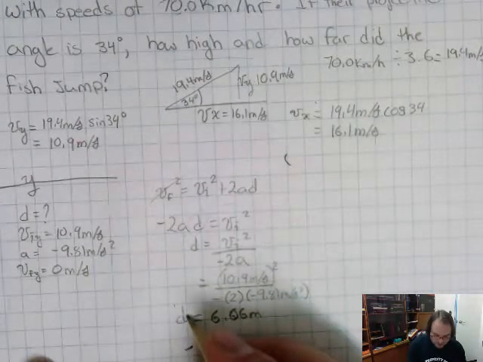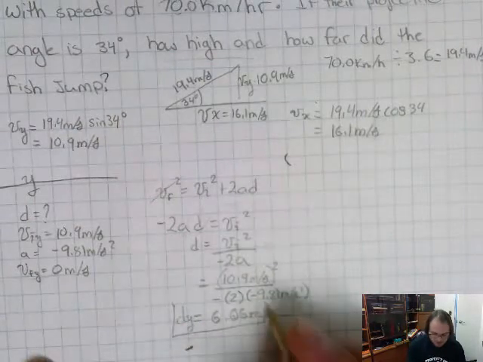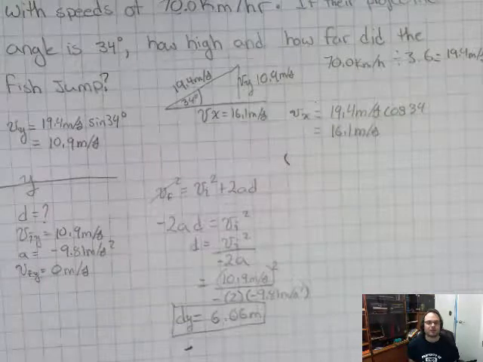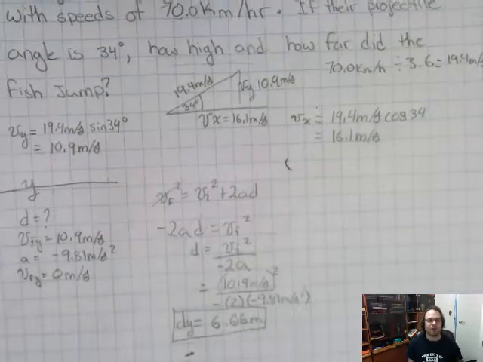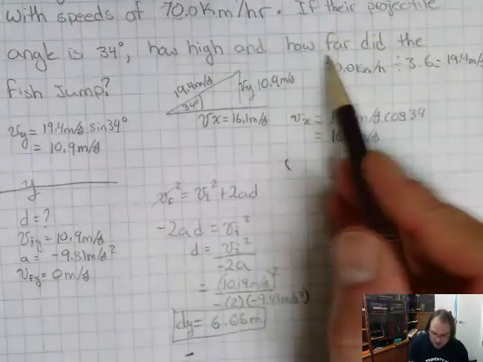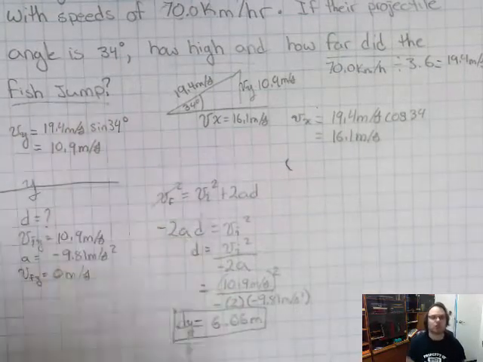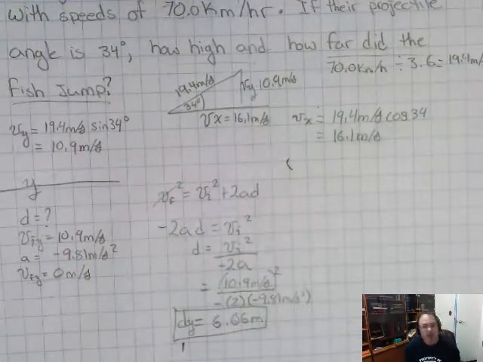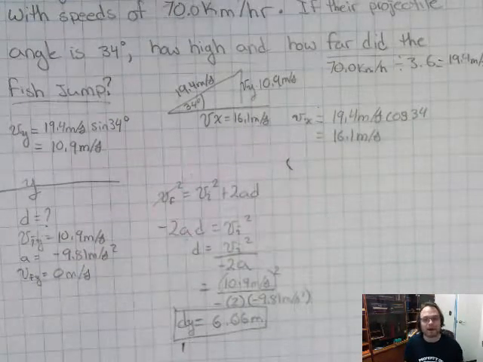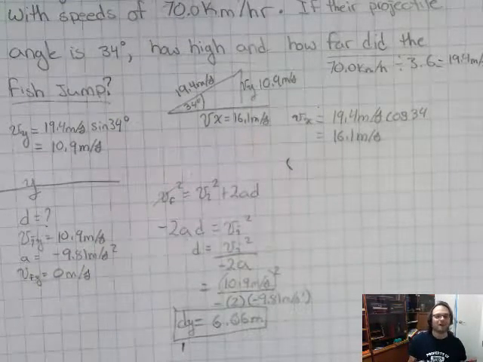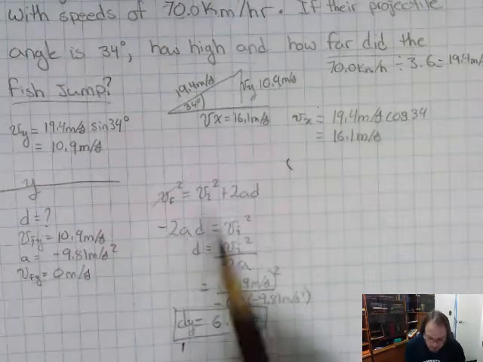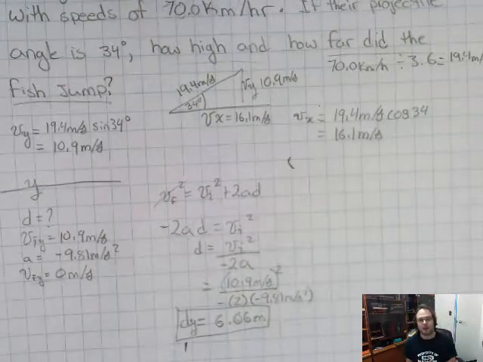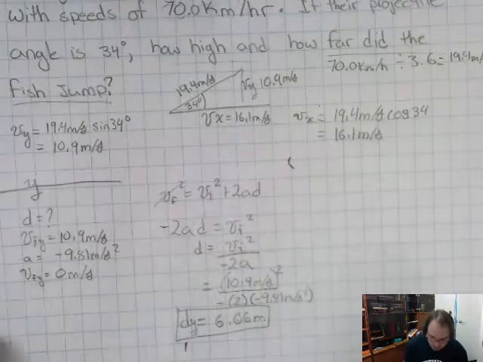So we know my distance in the y, or his maximum height, is 6.06 meters. Now, let's look at the second part of the question. It says, how far did the fish jump? Now I want to figure out how far the fish jumped. That is in my x. But in order for looking at that, we're going to first have to find out my time. And with my y vectors and my y components, we could find my time, and then we could apply that to the x.